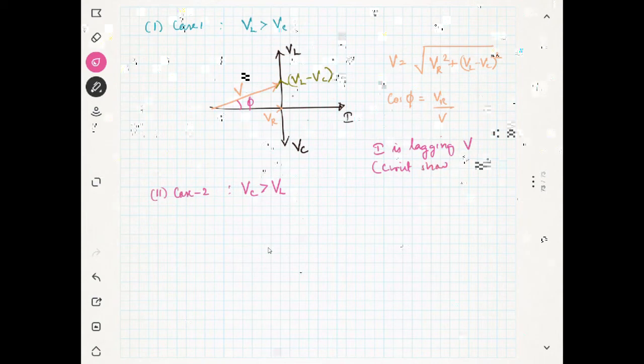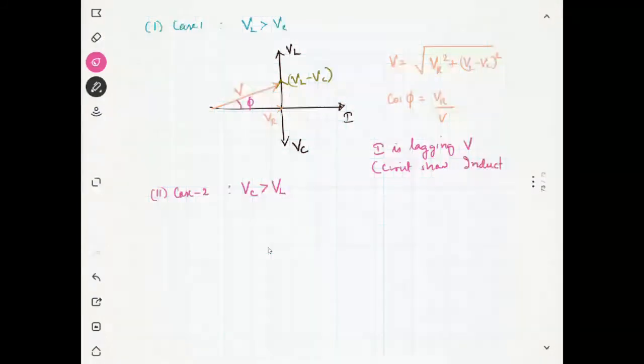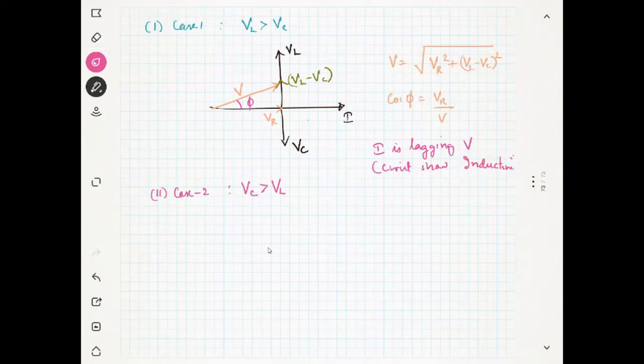Even though the capacitor is there, the inductor is more powerful. That's why it is inductive. You understood? Even though both are there in the circuit, the inductor is more powerful. So the total character of the circuit will be inductive. That's it. Now we will see another thing.